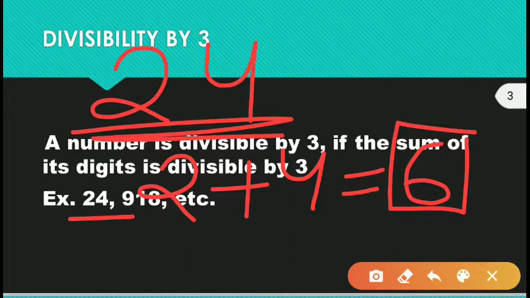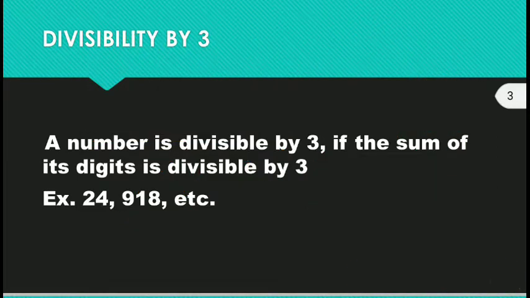6 is divisible by 3. That means you can say that 24 is completely divisible by 3.